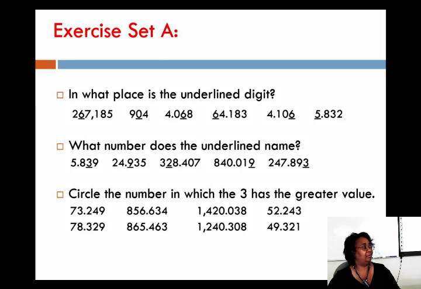You mean on the bottom here? Yeah, which of these has the 3 that has a greater value? So here my 3 is here, and here my 3 is here. So which one is the greatest value for the 3? So you should circle this one, because this 3 is in the ones place, but this 3 is in the tens place. So this is like $3 compared to 30 cents. So this one is larger. So you'll circle the top one.